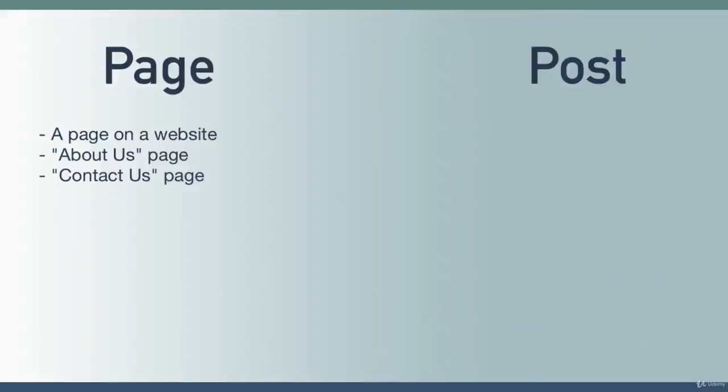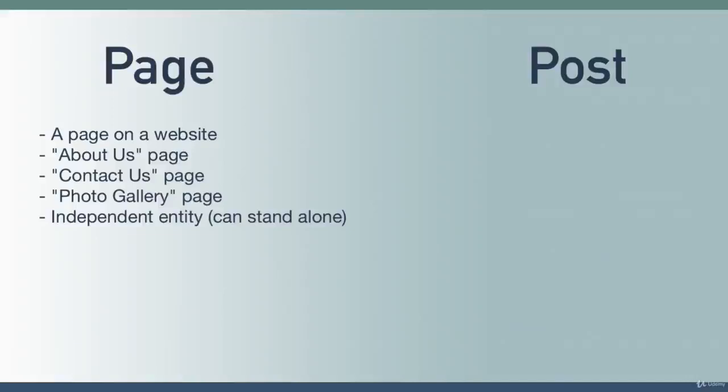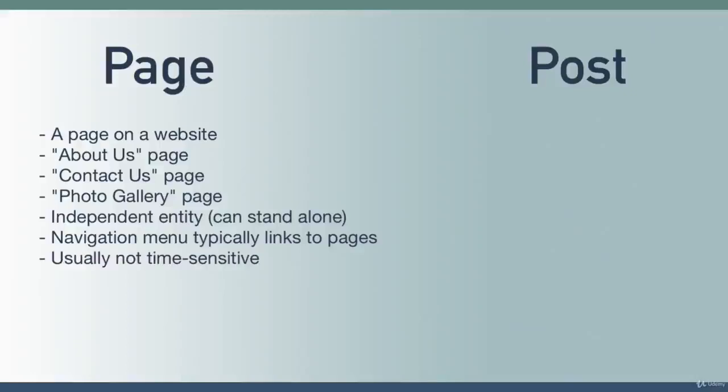Well, a page is exactly what it sounds like. It's a page on our website. For example, that could be an About Us page, or a Contact Us page, or a photo gallery page. A page is meant to be its own independent entity. It can stand alone. And you would typically have links to pages in a navigation area towards the top of your website.